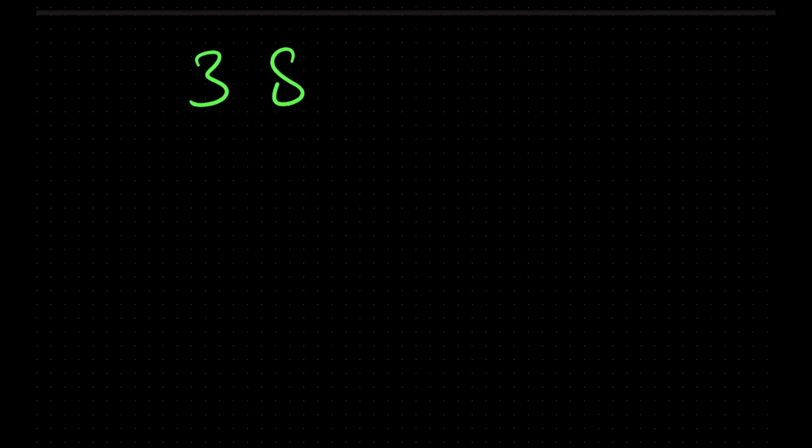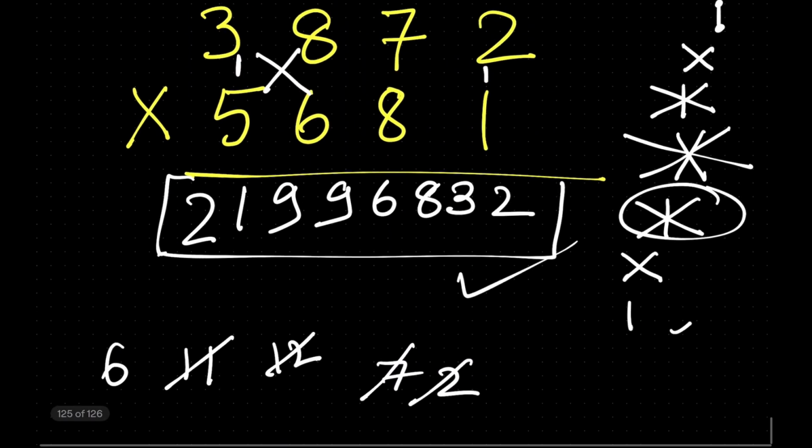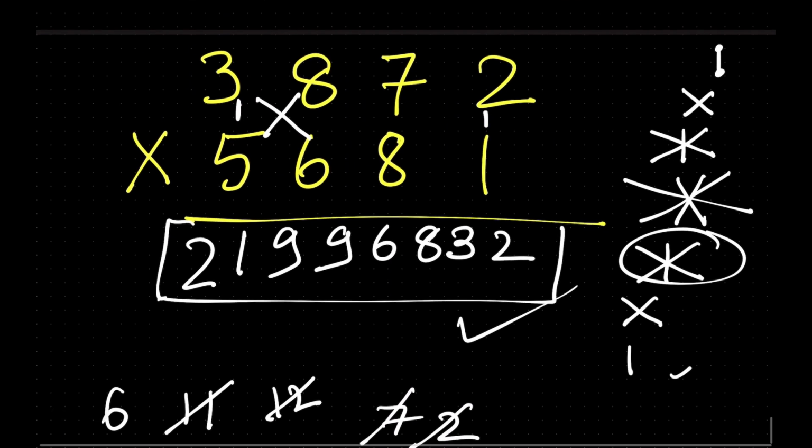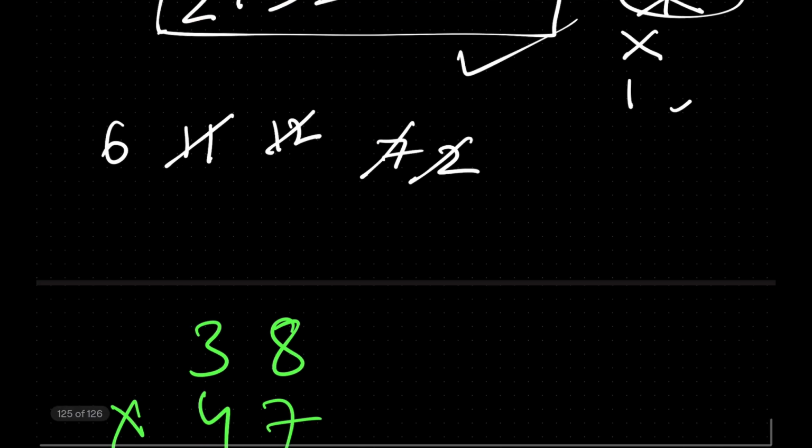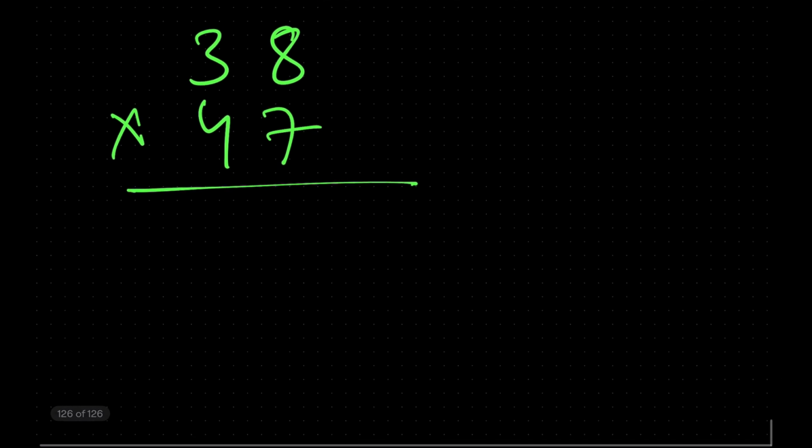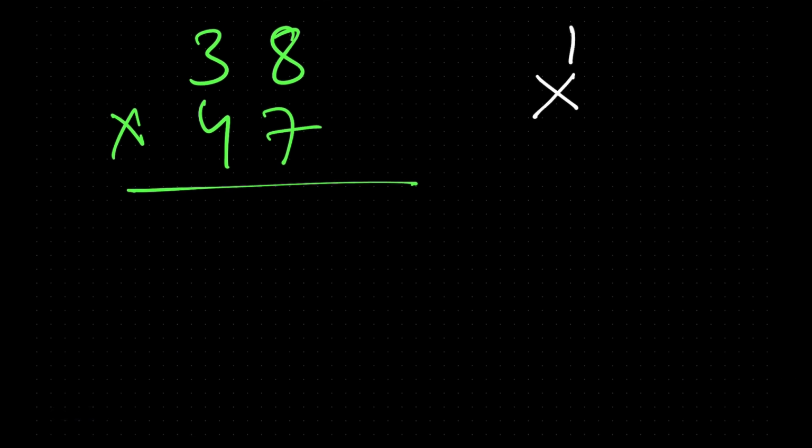Like if you have to do 38 into 47, if you are doing these types of 4 digit type of criss-cross multiplication, which is a little difficult, you will think these are very easy. We have already seen a video on this, like first step, second step, then third step. So let's see how fast I can do.